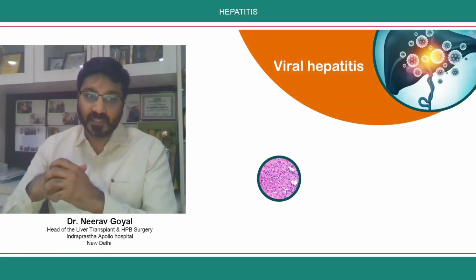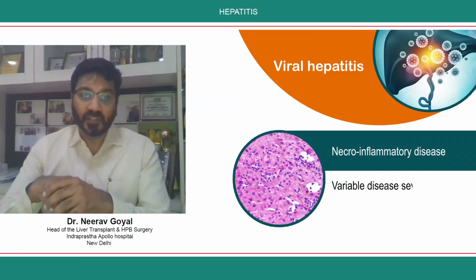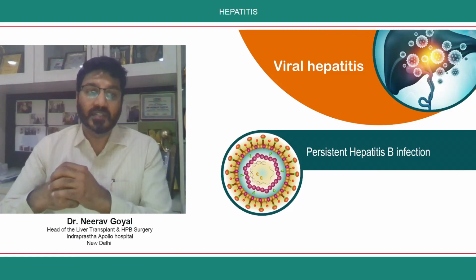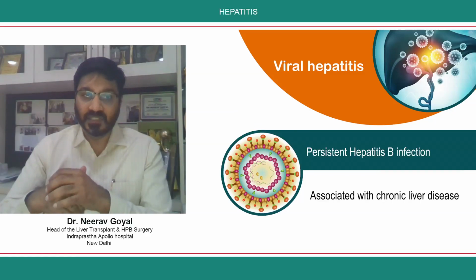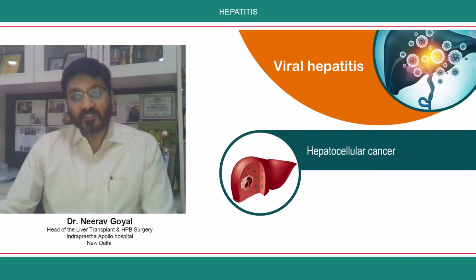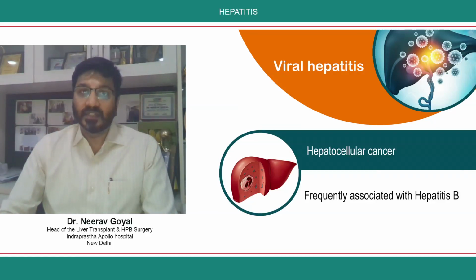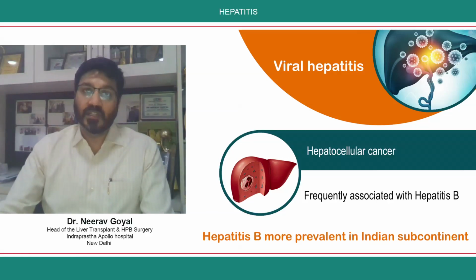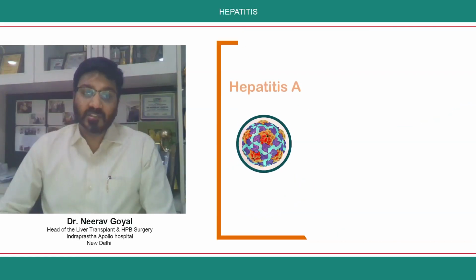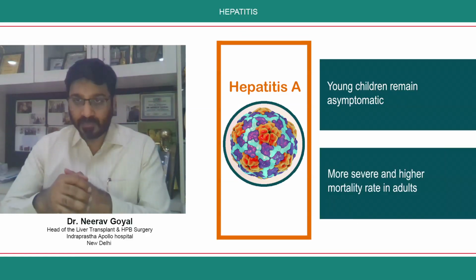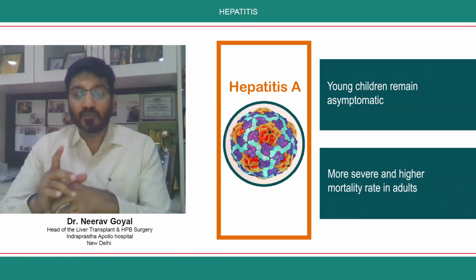Viral hepatitis is a necroinflammatory liver disease of variable severity. Persistent infection by hepatitis B virus is often associated with chronic liver disease that can lead to the development of cirrhosis and hepatocellular cancer. Hepatocellular cancer has been found to be more commonly associated with hepatitis B as compared to hepatitis C. And in India, hepatitis B has been more common in the Indian subcontinent as compared to hepatitis C. Young children who are infected with hepatitis A virus usually remain asymptomatic, and acute hepatitis A is more severe and has a higher mortality in adults.